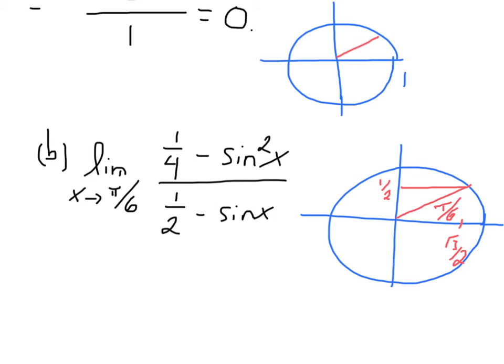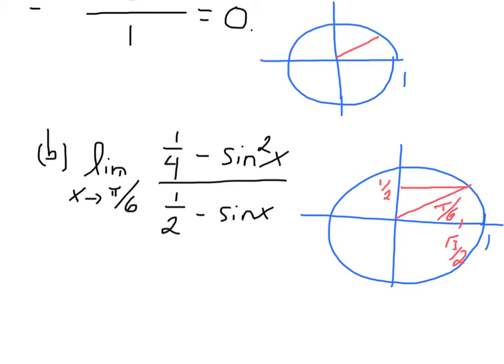Alright, so with our unit circle. Okay, so what did we just say? We just said that the sine of pi by 6 is just 1/2. So at pi by 6, our denominator looks like 1/2 minus 1/2, which is 0. Pi by 6 is not in the domain of this function. So what do we have to do? Well, somehow we need to simplify this.